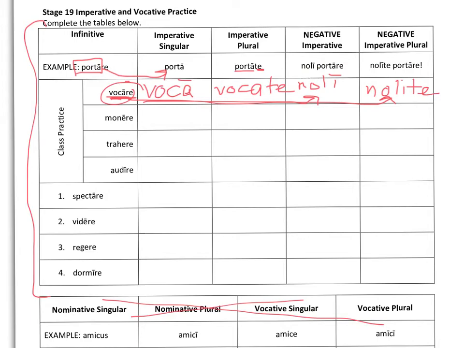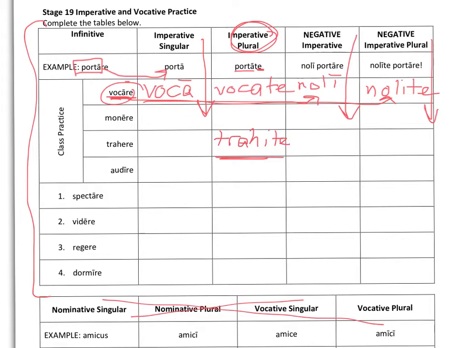So the imperatives are formed the same way for all the conjugations in this part, for the singular and for the negative singular and the negative plural. But the imperative plural is always different in the third conjugation because the third conjugation is screwy. If we followed the normal rule, it would be trahete, but that would be too easy. Instead, there's an exception to that rule, and it is really trahite.